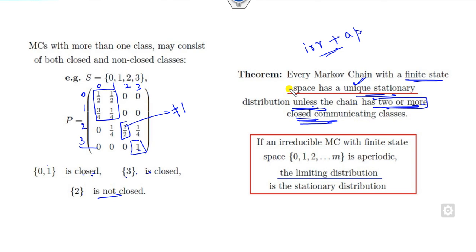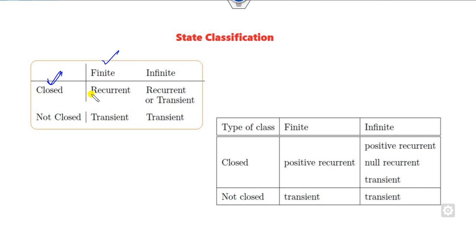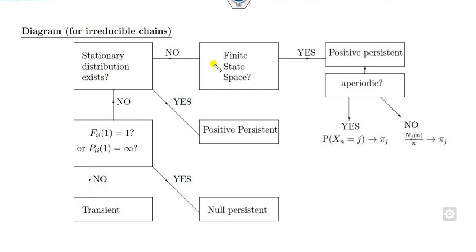For state classification, if it is non-closed, as I told you in one example, then all the states are transient. If it is finite and closed, then it is always recurrent. If it is infinite, then recurrent as well as transient are both possible. Here you can see the positive recurrent case, and if it is non-closed, then it is always transient. These are the summary. If it's a finite class here, then the stationary distribution exists, and the states are positive recurrent always. If it's aperiodic, finite state, irreducible, then the stationary distribution exists, and so on. These are the summary.